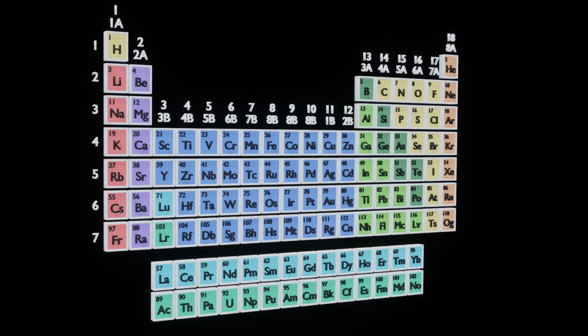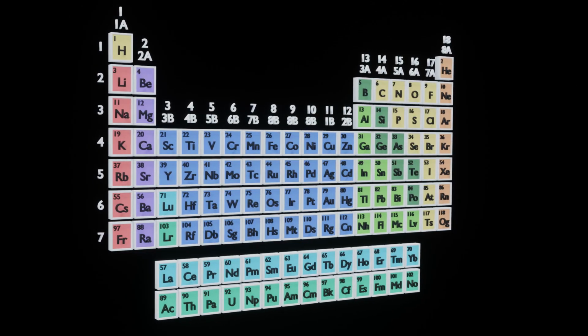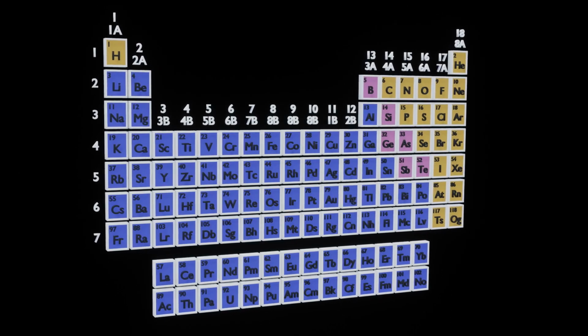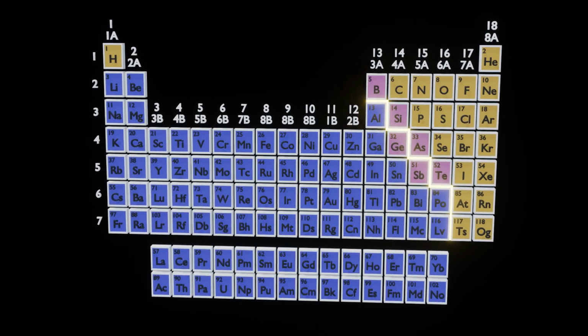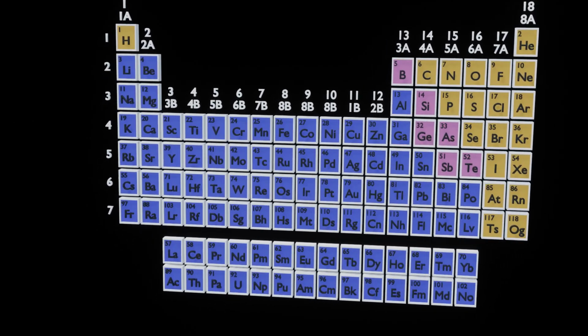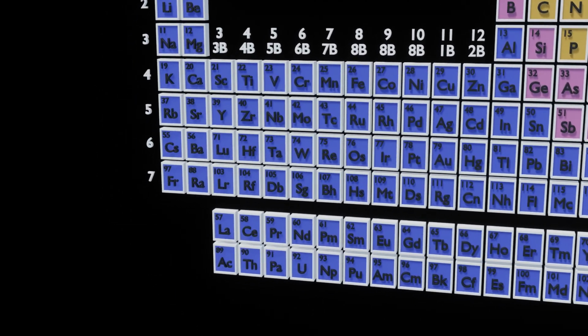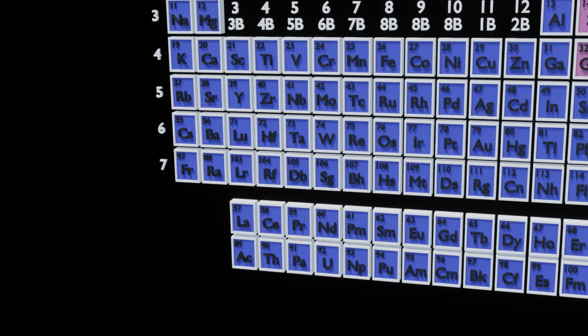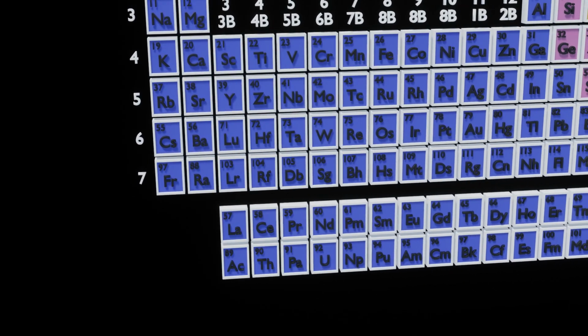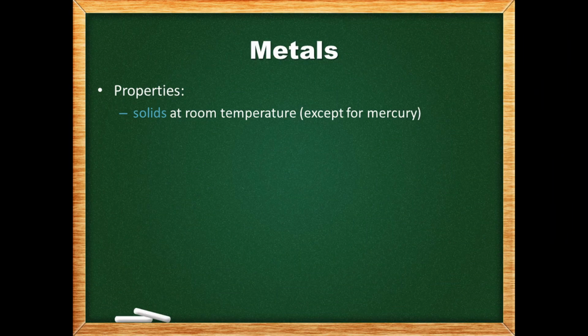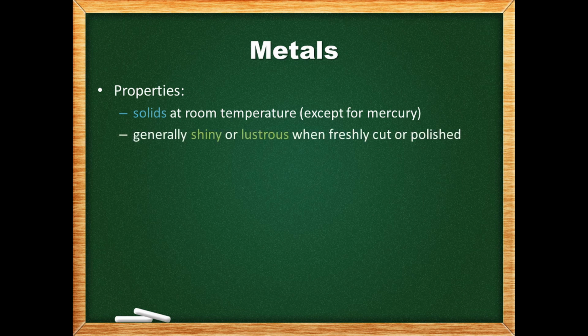One distinction among the elements relating to their properties is their classification as metals, nonmetals, or metalloids. This staircase line separates metals on the left side from nonmetals on the right. As we move right to left across a period and down a chemical family, the elements become more metallic. About 3/4 of the elements are metals, including some main group elements and all of the transition and inner transition elements. Nearly all metals are solids at room temperature. An exception is mercury, which exists as a liquid. Metals are generally shiny or lustrous when freshly cut or polished, and also conduct heat and electricity well.